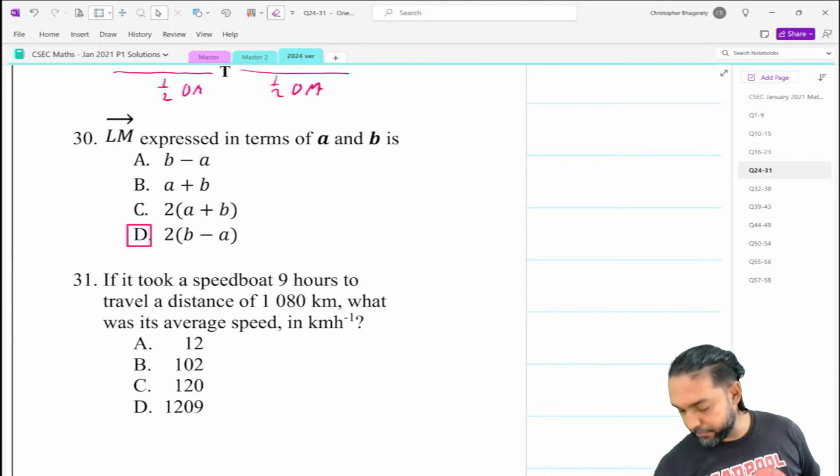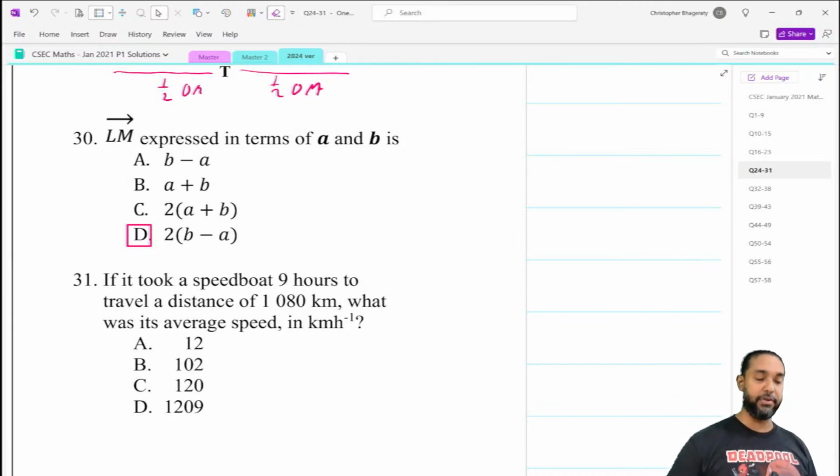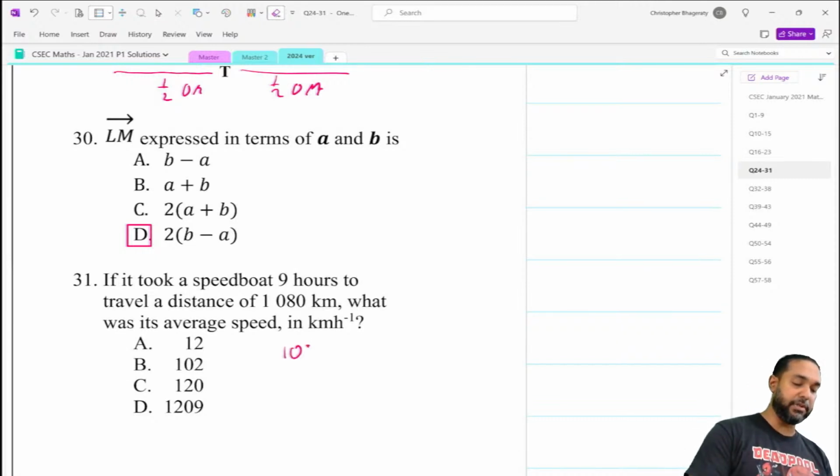If we take a speedboat 9 hours to travel a distance of 1,080, what was the average speed? Average speed is total distance traveled over total time taken. Make sure your units are what they want the answer in, right? So 9 into 108 is actually 12, and you add an extra 0. So that's 120 kilometers per hour.